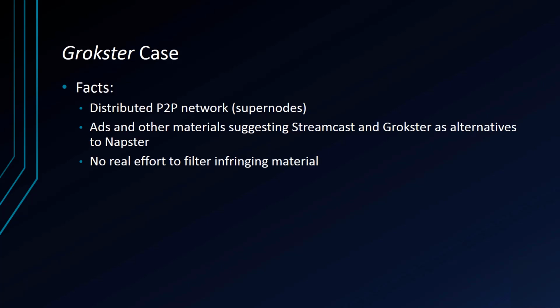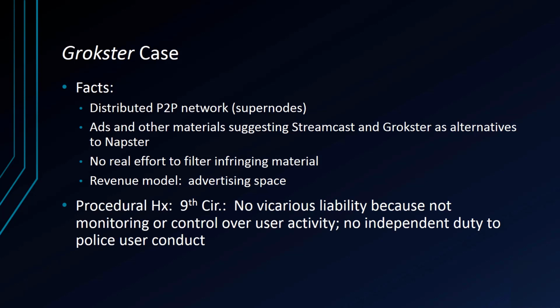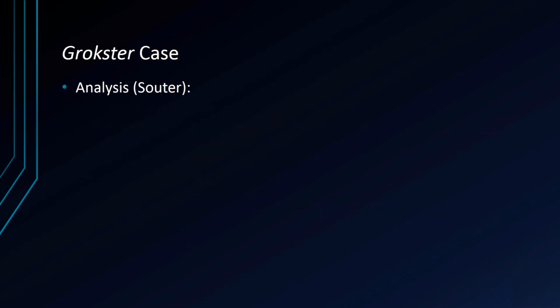Grokster made no effort to filter any infringing material, whether it had any technological ability to do so or not. And its revenue model was really driven by advertising space on its site and through its software. So it made money the more connections there were. Now the Ninth Circuit had said that contrary to the Napster case, Grokster could not be vicariously liable because Grokster did not monitor or control user activity and had no independent duty to police user conduct. It's just selling technology. And the majority of the Supreme Court disagreed.